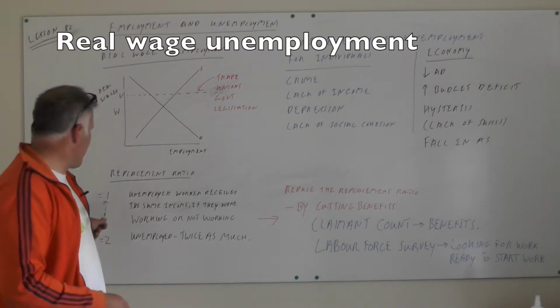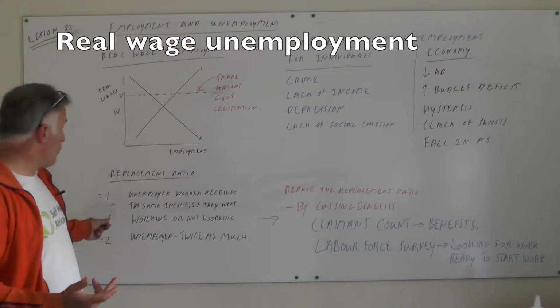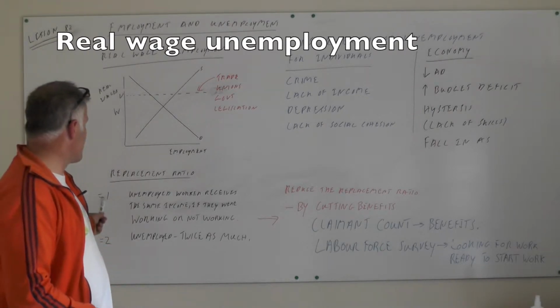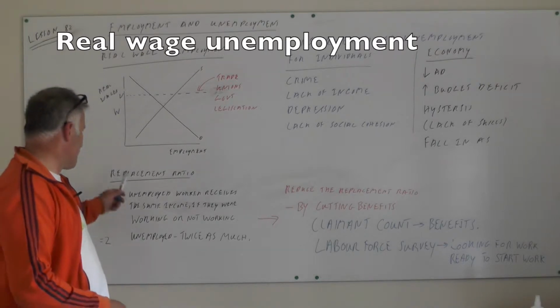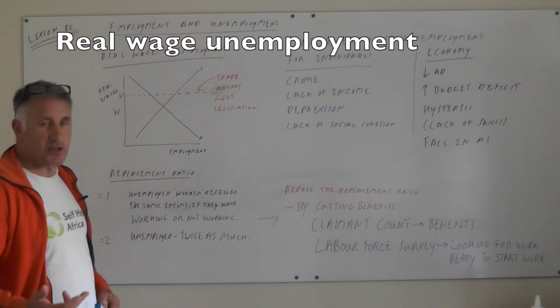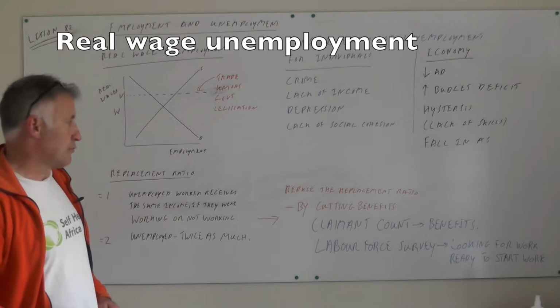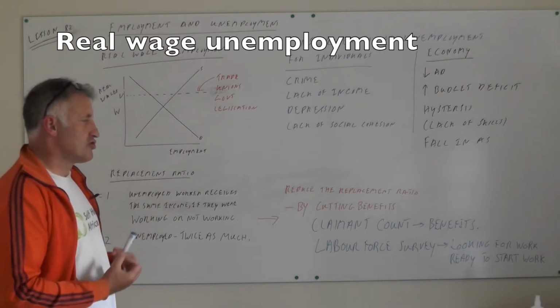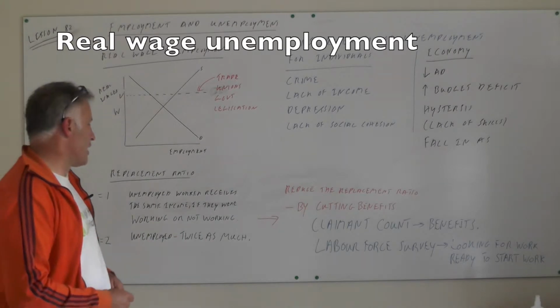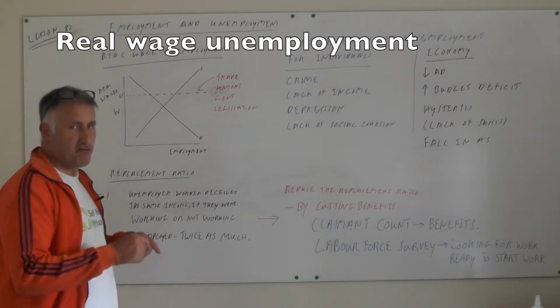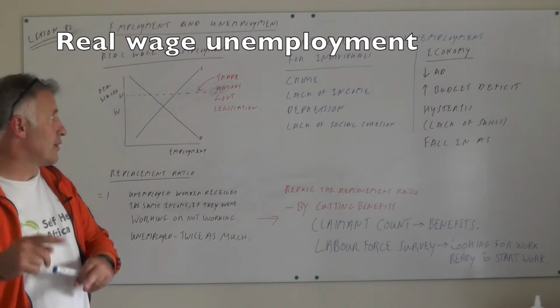So if you have a replacement ratio of 1, what that means is that you receive as much money for being unemployed as you would do in work. If the replacement ratio is 2, you receive twice as much being unemployed as you would do in work. So obviously you want to try and reduce the number to 0.5, whereby if you're out of work you only receive half as much as you would do in work.